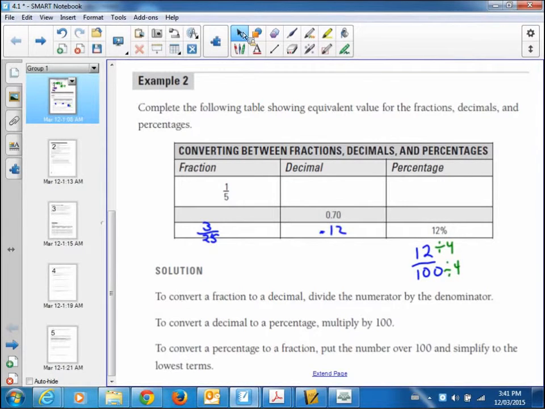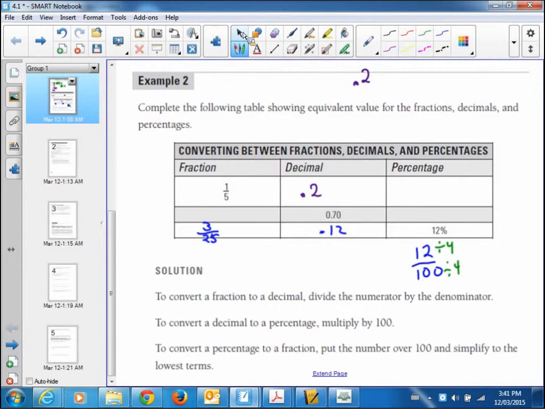How about this one here? I'll go with the 1/5. How do you get 1/5 as a decimal? If you don't know it, use your calculator. 1 divided by 5. You'll get decimal 0.2. Now, as a percentage, how do you go from a decimal to a percentage? I'll just show you something here and why it makes sense, and then you can just do it.